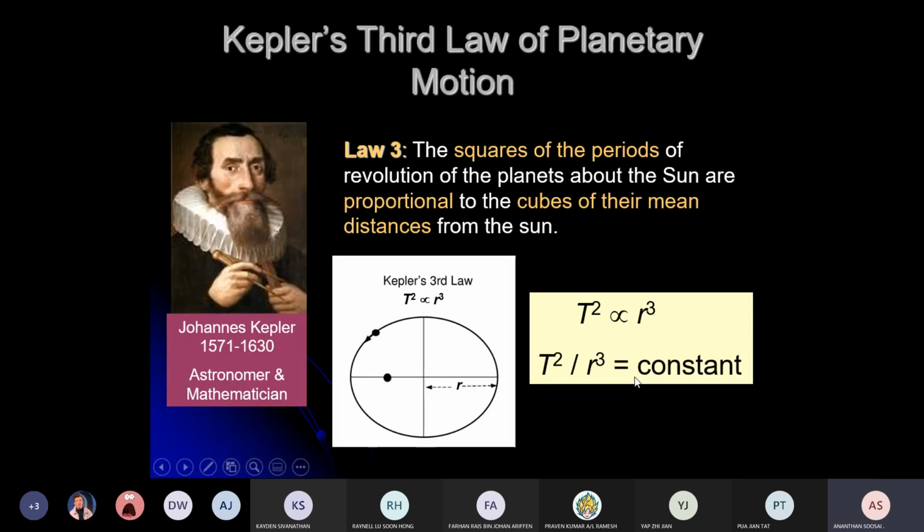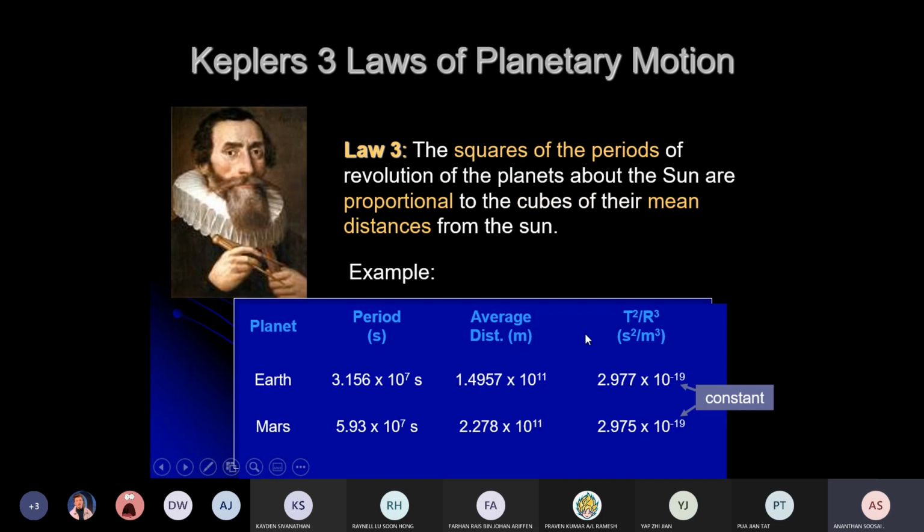Now, T squared is proportional to r cubed. Kepler was the scientist, and we make use of Newton's law to describe this further. This T squared r cubed relation has been proved for different planets. Earth and Mars are found to have the same constant for T squared over r cubed. This confirms that Newton's idea is correct.